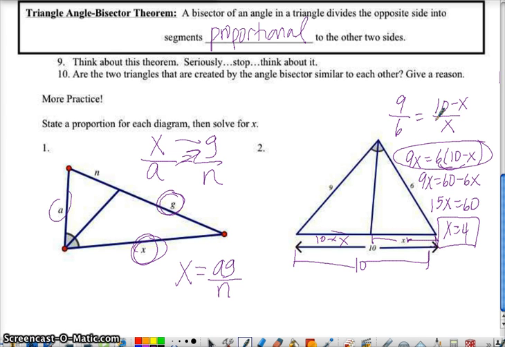As long as you have this cross product, it doesn't matter how you set it up here. If your cross product is the same and you got the right answer, you could have done 9 is to 10 minus x as 6 is to x.